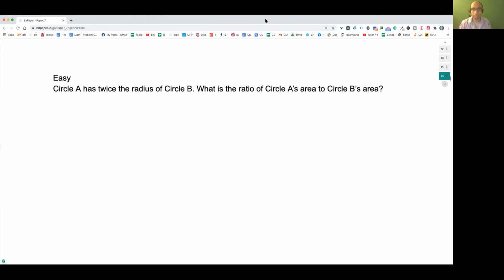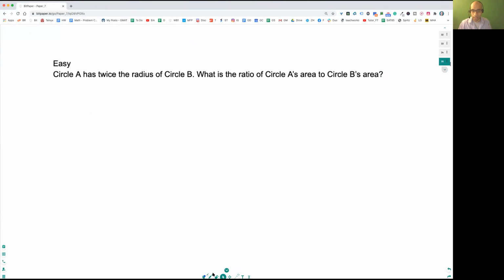So circle A has twice the radius of circle B, okay? So let's say circle B is this much, then circle A has twice the radius. Then you're asked, what is the ratio? This is circle B, this is circle A. You're asked, what is the ratio of this guy's area to this guy's area, okay?